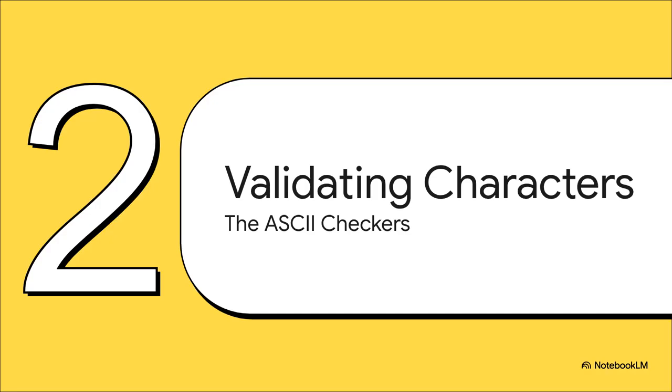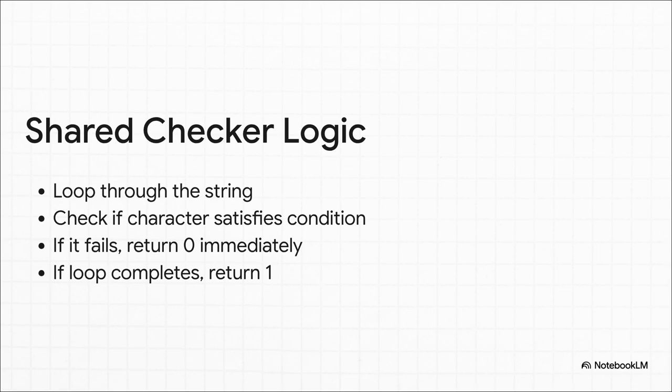Moving on to Section 2, Validating Character Types, the ASCII checkers. For these validation exercises, you're going to be writing Boolean-style functions. Think of them like little security guards for your text data. They return a 1 if a condition is true and a 0 if it's false. You've got 5 exercises in this block. You're checking for alphabetical characters, numbers, lowercase, uppercase, and printable characters.